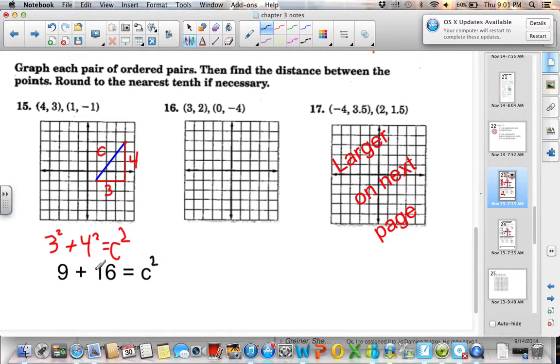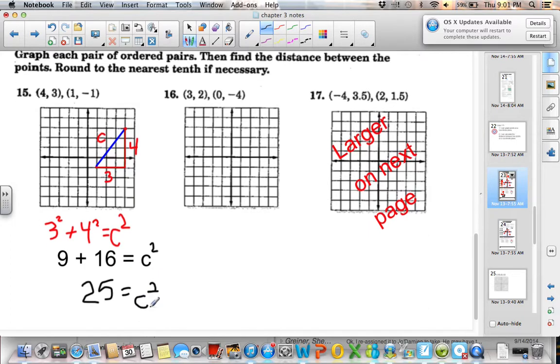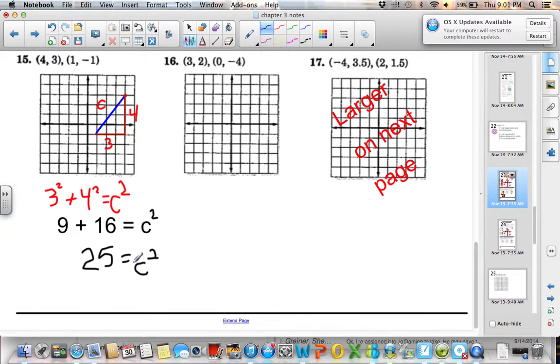squared. 16 plus 9 is 25 equals C squared. And then we have to take the square root. So we take the square root of both numbers and we get C equals 5. So the distance right here then would be 5.